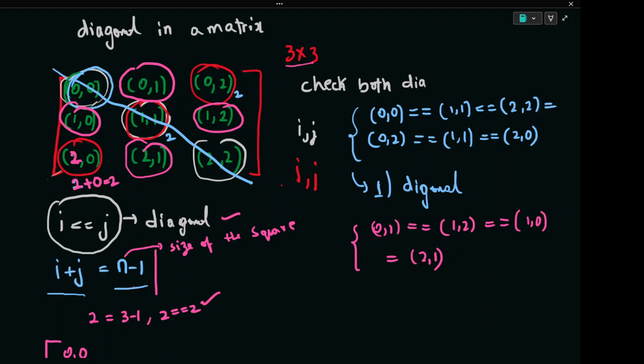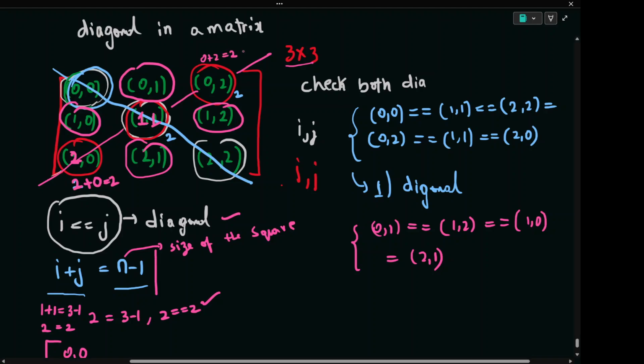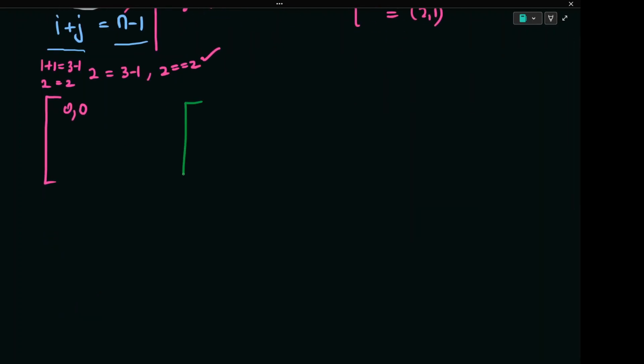So this is satisfying. And again, this is also one of the parts of the diagonal, right? This diagonal, correct? So i is 1 and j is 1. i plus j is 1 plus 1 is equal to 3 minus 1. Again, it is 2 is equal to 2. Here also, 2 plus 0 is equal to 2. That is nothing but n minus 1, 3 minus 1, 2 is equal to 2. Got it?